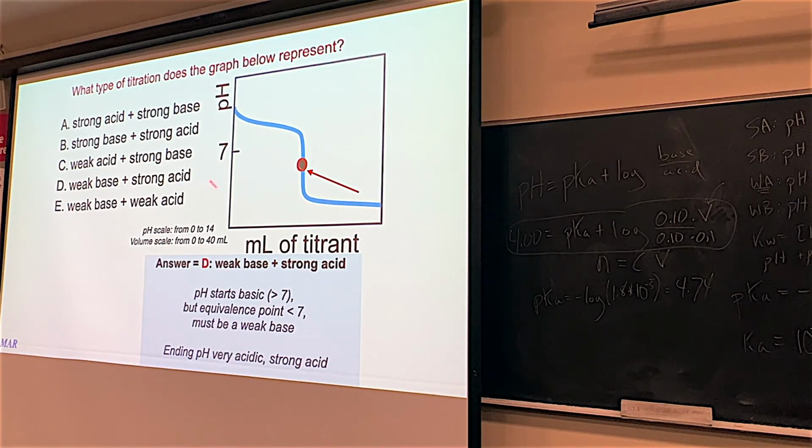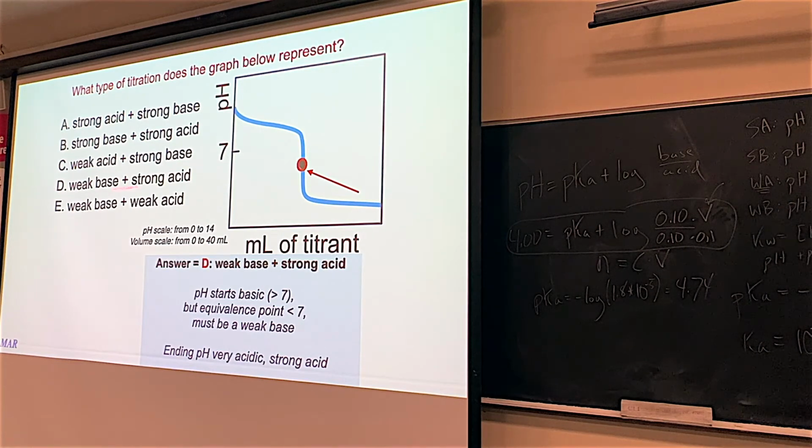You're starting basic, not acid, so you've got a base. This is very rare, these kind of combinations. And then finally, the equivalence point with a weak base should be acidic, all right? That conjugate acid acts up at that point and makes your pH acidic.